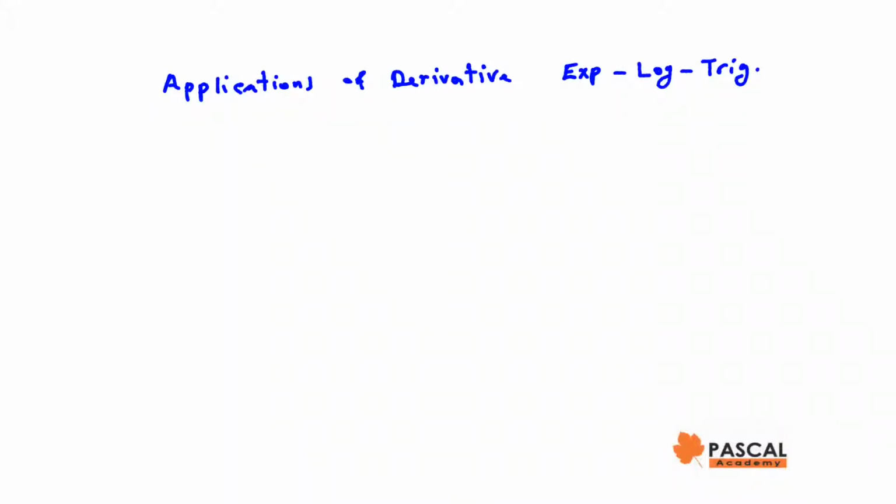In this lesson, we are going to review applications of derivatives using exponential, logarithmic, and trigonometric functions. Our first example is writing the equation of the tangent line to the graph of y equals e to the power of x squared minus 2x, at a point whose x-coordinate is 2.